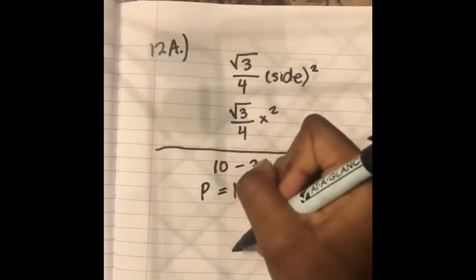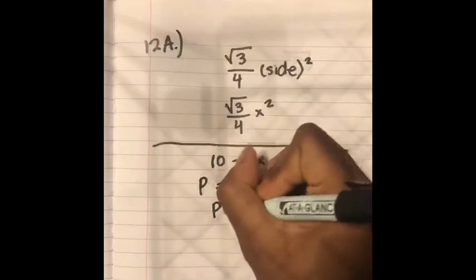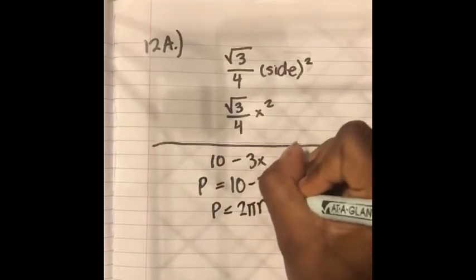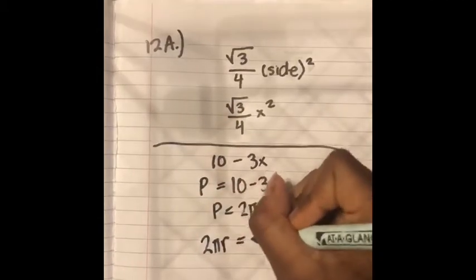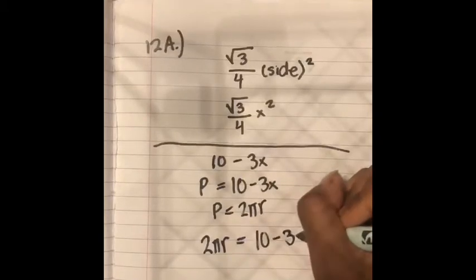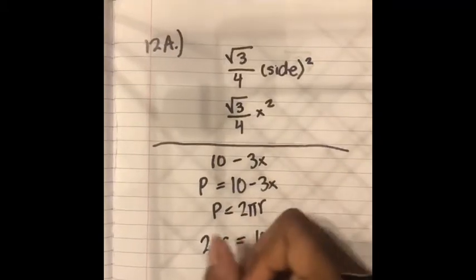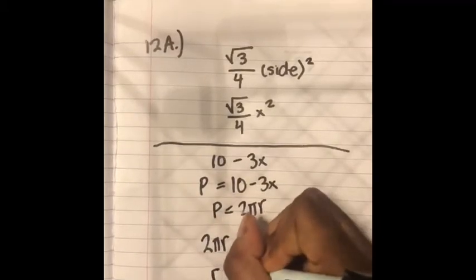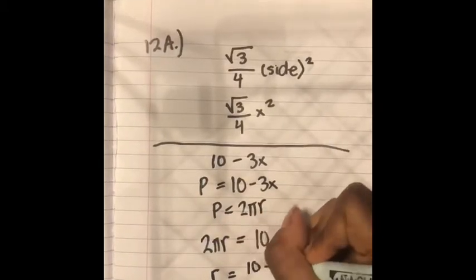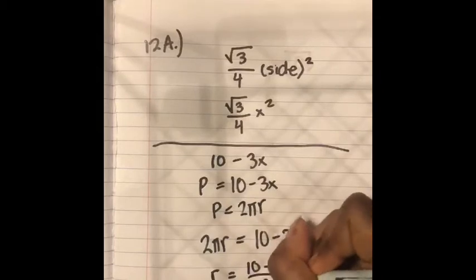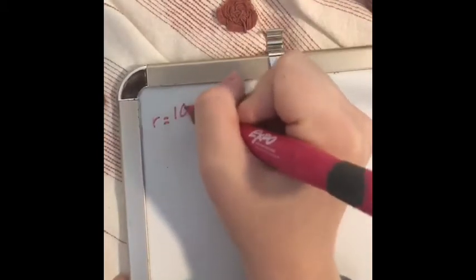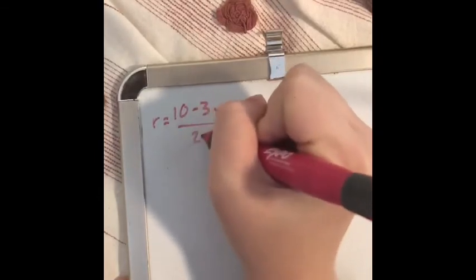And you know the perimeter of a circle, which is 2 pi r. So it would be 2 pi r equals 10 minus 3x. Then you want to isolate the r, so r would equal 10 minus 3x over 2 pi. This is a continuation of part 12a. Thank you to Kelsey for finding the radius is equal to 10 minus 3x over 2 pi.